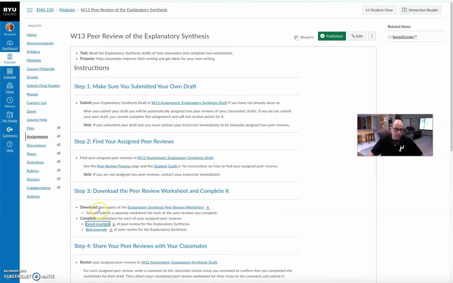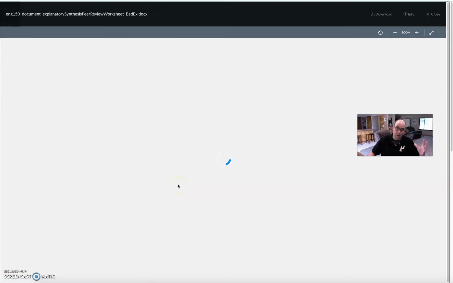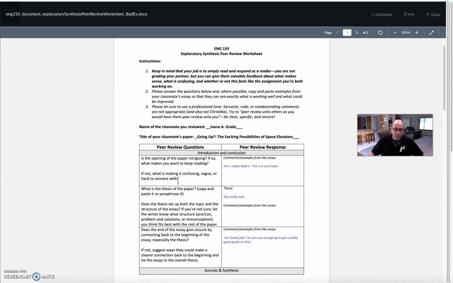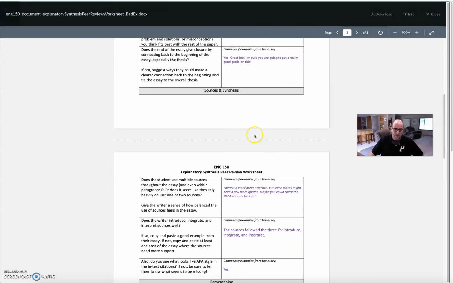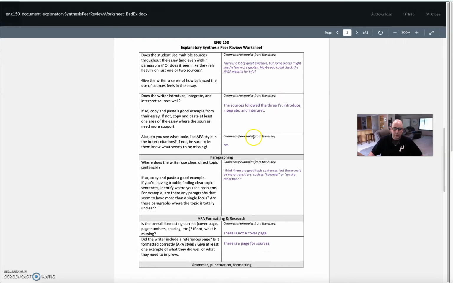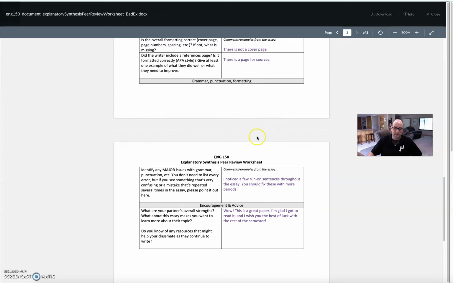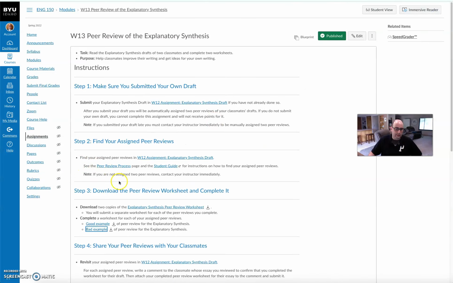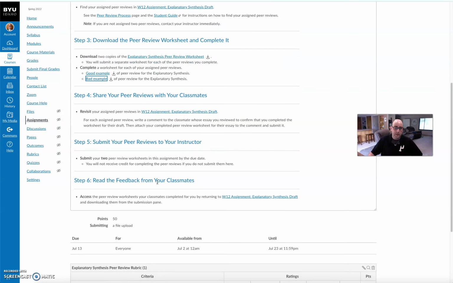And let's look at the bad example. The bad example, on the other hand, is not doing those things, right? We have like barely 1 sentence on these. They're not copying from the essay. Very limited responses. So you want yours to look like that good example. You're going to do your 2 peer reviews. You're going to turn in those worksheets so I can see what you've done.